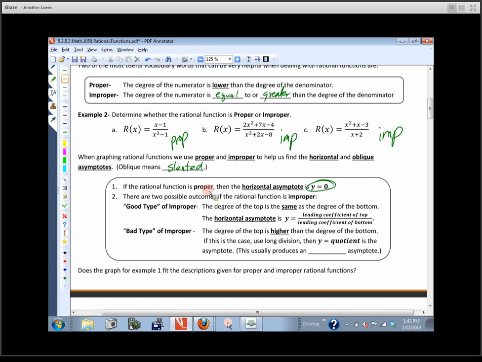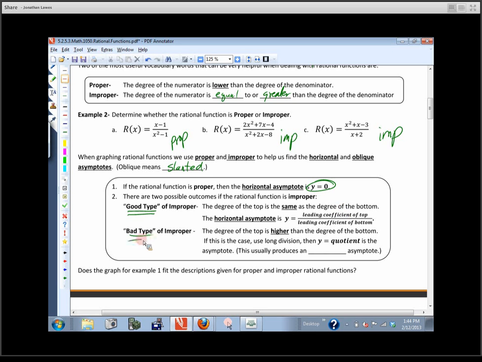Now, if it's improper, it gets a little bit more difficult. There are actually two categories of improper. I call this the good type. I made this up. If you're in somebody else's class, they might call it something different. But I call this the good type of improper because it's really easy to deal with. The good type of improper is where the top is the same degree as the bottom. If that's the case, then our horizontal asymptote is y equals the leading coefficient of the top over the leading coefficient of the bottom. That's it. End of story. So it's almost as easy as figuring out the horizontal asymptote of a proper rational function. We've just got to look at a couple numbers and find those.